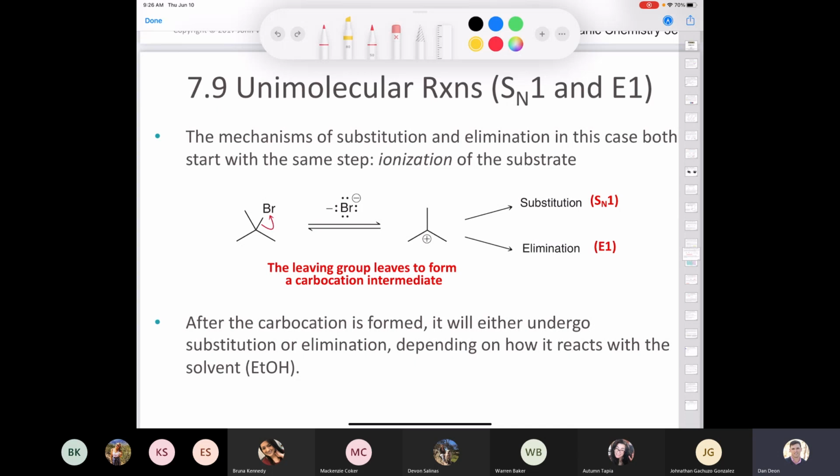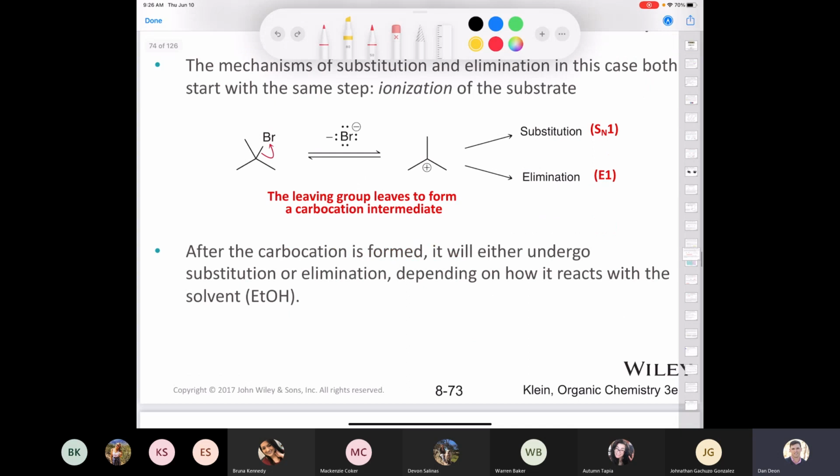But think about it. If you end up forming a tertiary carbocation, it can actually undergo the substitution to give us the SN1 product, and it can also undergo elimination to give us the E1 product. Now, what's that all going to look like? And we're going to investigate that over the next few slides.